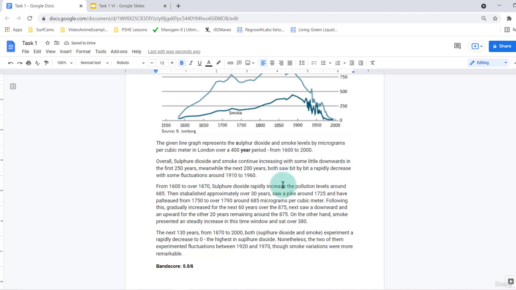Again, there are a couple of examples here for vocabulary, our lexical resource, of missing words possibly. So let's just read back: and smoke levels by micrograms per cubic metre in London over a 400-year period from 1600 to 2000. I think really that was probably the only two changes I'd make.